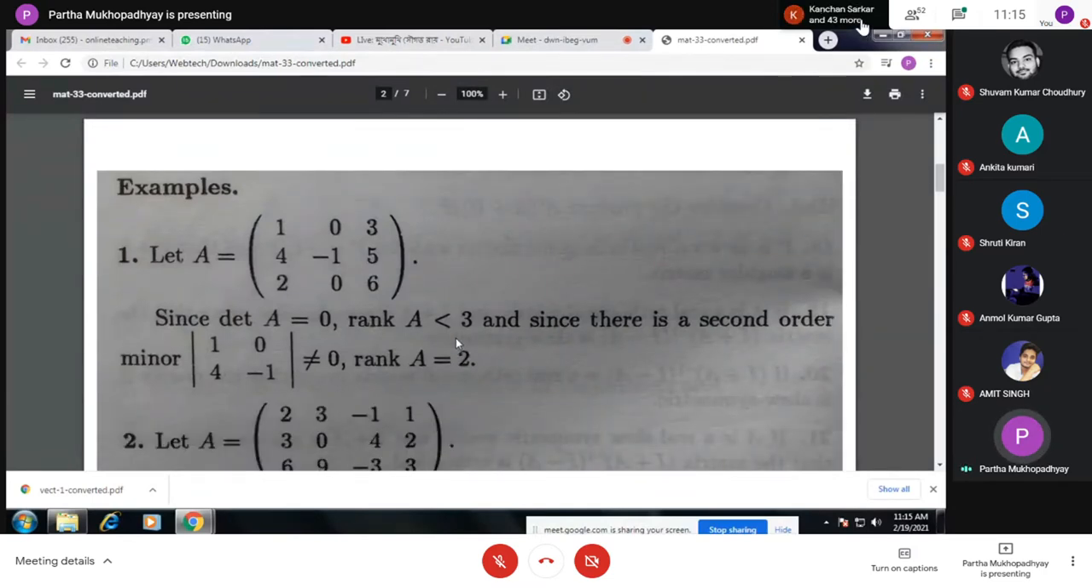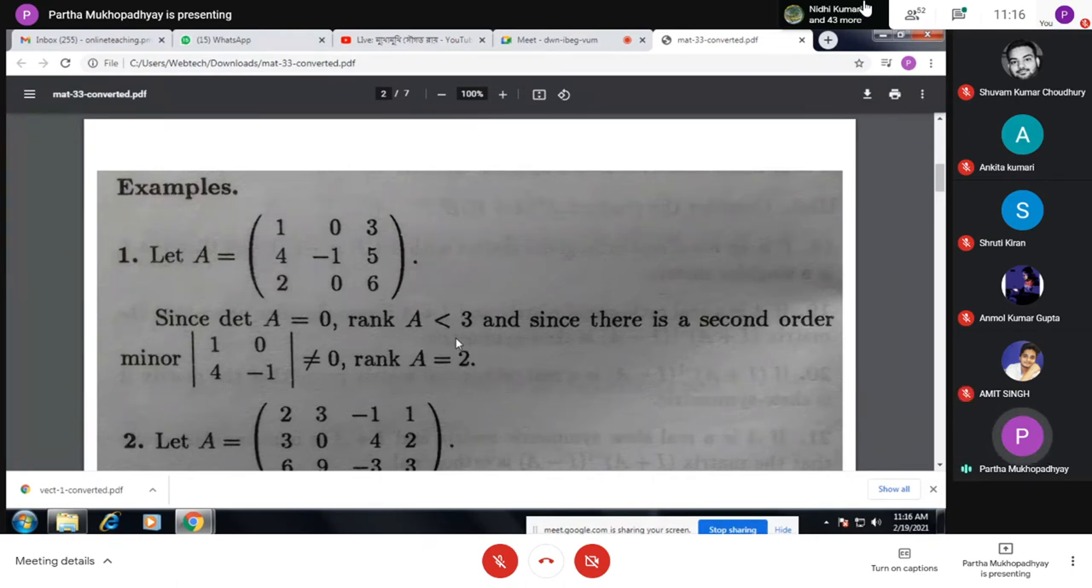Suppose A is a square matrix, 3 by 3. First of all, what is the maximum possible order of minor present here? Tell me, the maximum possible order square matrix. Two by two? Why not 3 by 3? The matrix itself, yes, sir, 3 by 3. So the maximum possible order is 3. Keep it in your mind: a square matrix can have rank equal to its order.